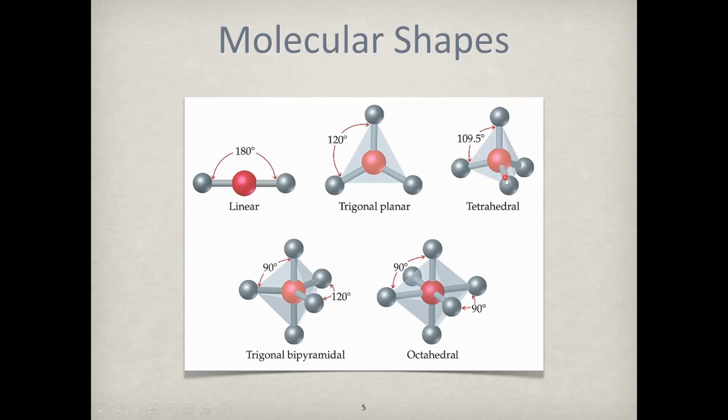Whereas with the tetrahedral, what we're going to have is a triangle on the bottom, but then the central atom is going to be raised up a little bit, and then we'll have a fourth atom just coming off the top there, kind of giving us a little bit of a pyramid type of shape.